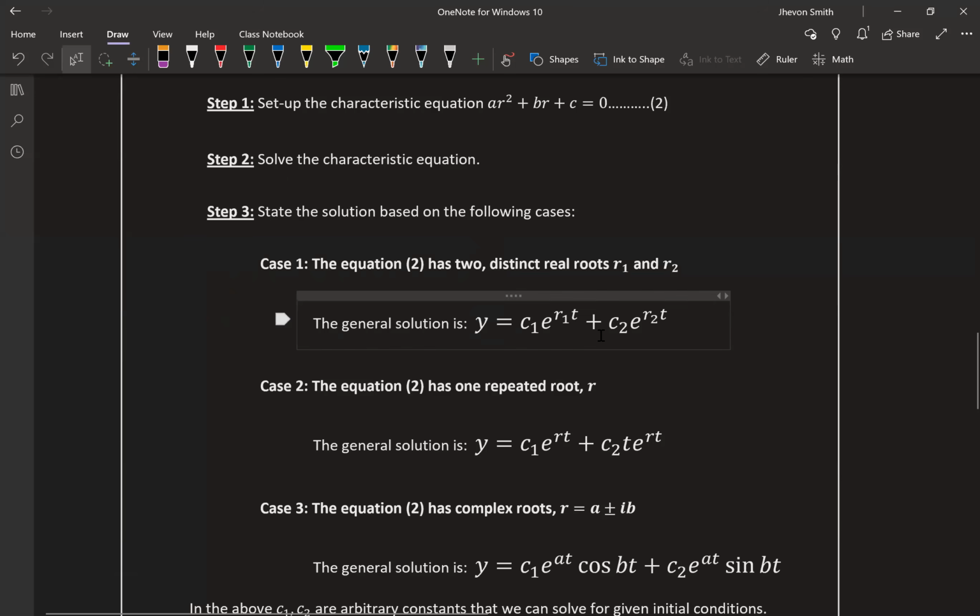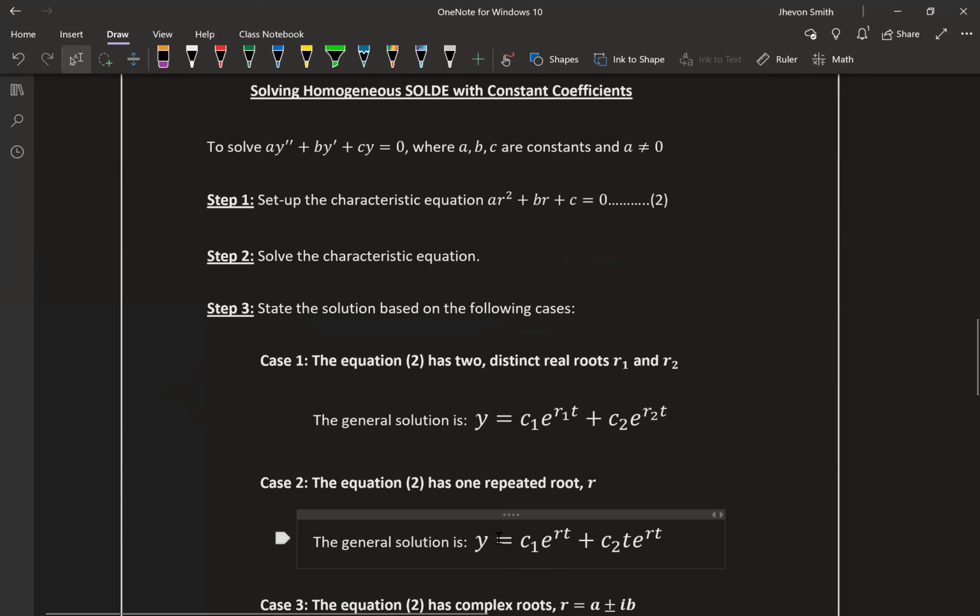Secondly, suppose we only have 1 answer. So there's only 1 r that solves this quadratic. Then the general solution will look like this form. e to the rt is going to be 1 solution. It turns out that the second one is going to have the form t e to the rt. That is something that we're going to justify when we get to section 3.4. But for now, just take this for granted: if you have 1 solution, you're going to have 1 of the e to the rt, and for the other one, you're going to multiply by a t. Okay, so that's the second case, the repeated root case.